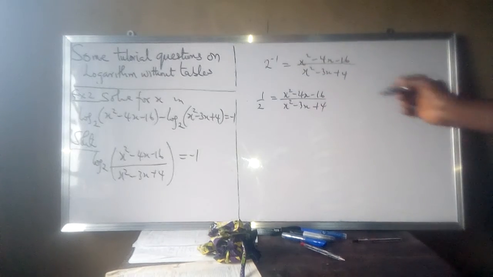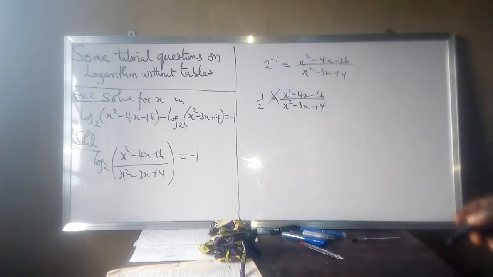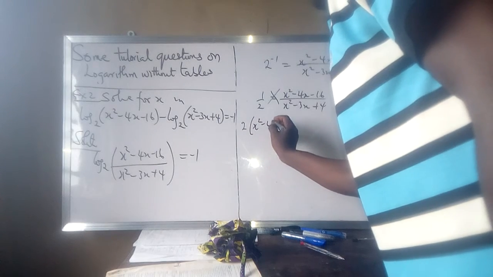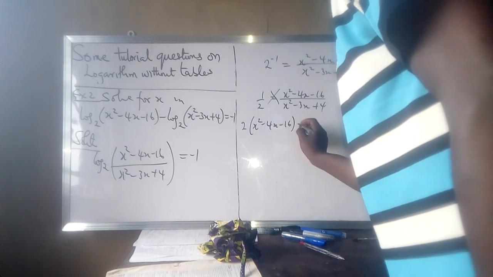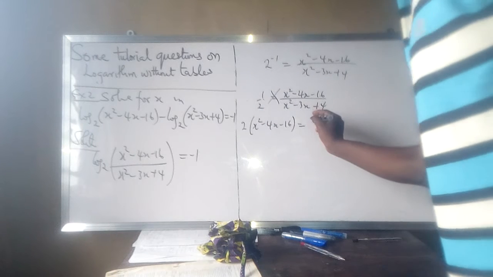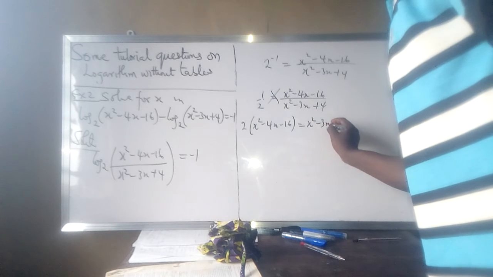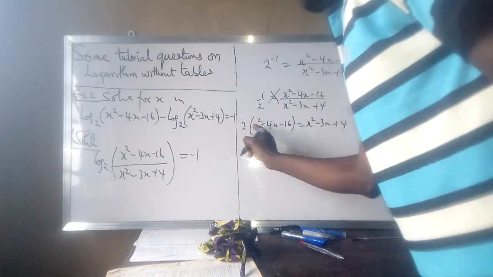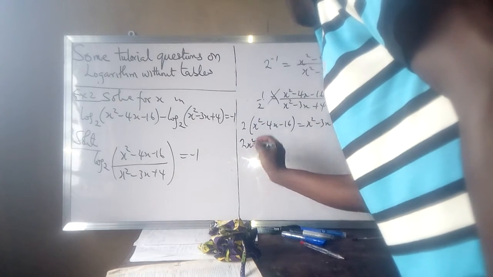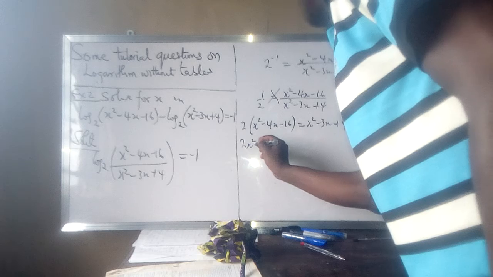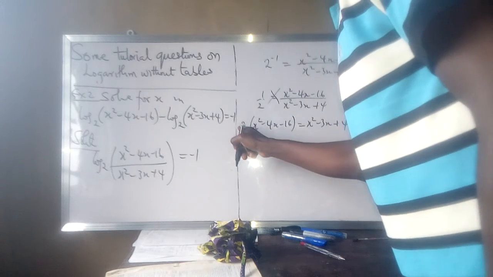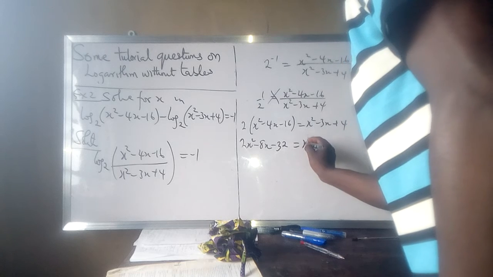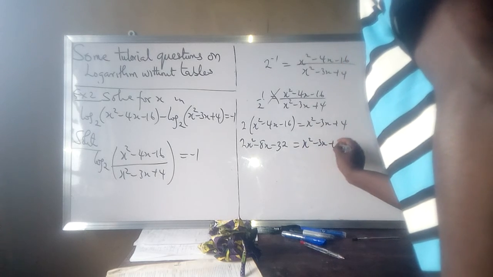So what's the next thing? We cross multiply. Okay? By that we cross multiply, we multiply 2 by x squared minus 4x minus 16 is equal to the whole of this multiplied by 1, x squared minus 3x plus 4. So what's the next thing? We expand. 2 times x squared, that's 2x squared. Then plus 2 times minus 4x, minus 8x, plus 2 times minus 16, minus 32, is equal to what? x squared minus 3x plus 4.